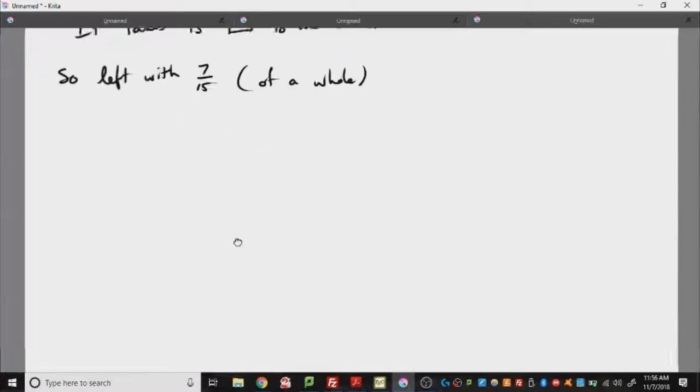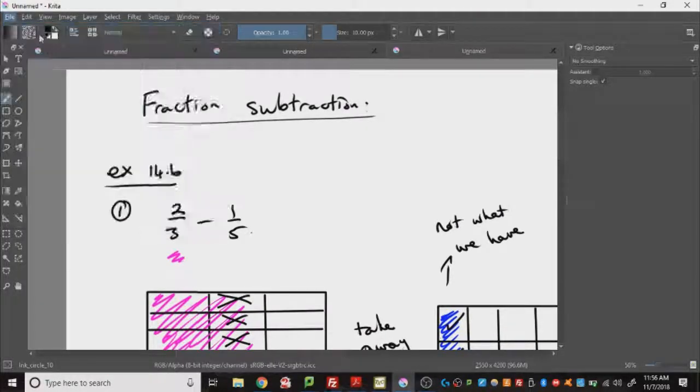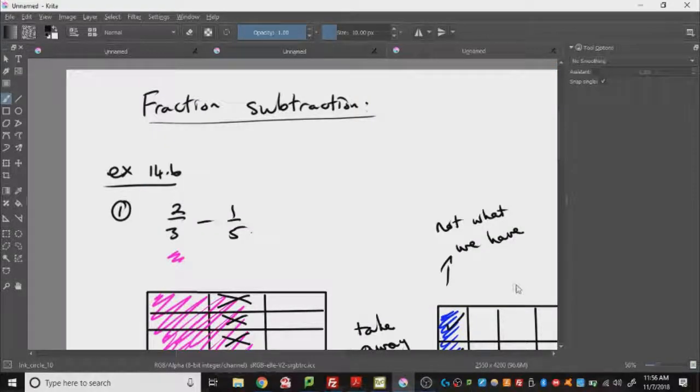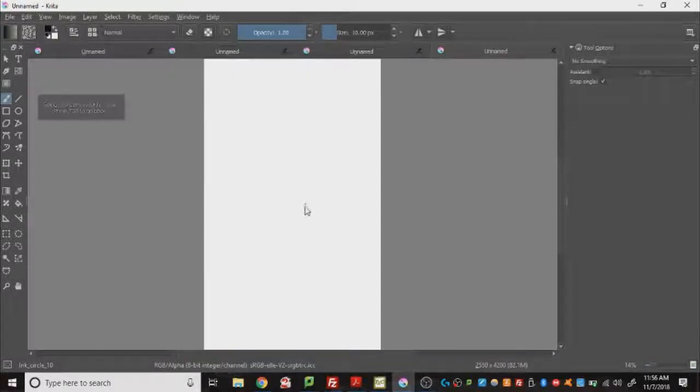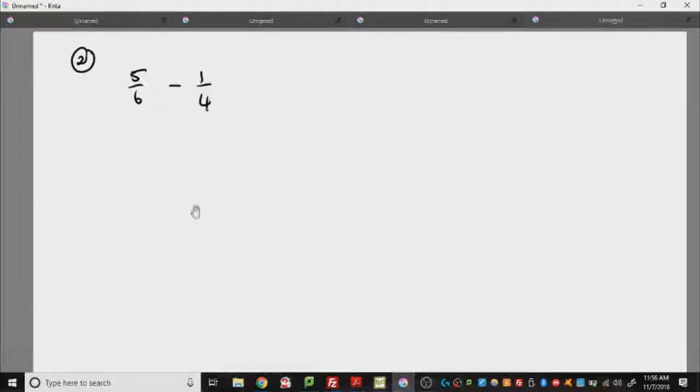So let's, in the second one, how much space do I have here? Whew. That was my new page. In the second one, let's just see if we draw them so that the pieces look identical. I think it would help me, but you don't have to do that. We have 5/6 minus 1/4. Still no mixed numbers.